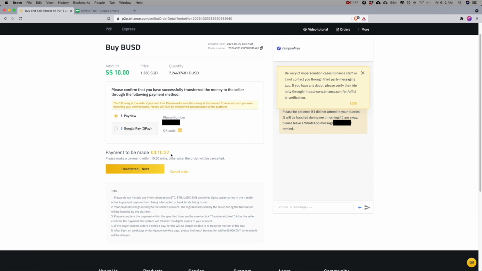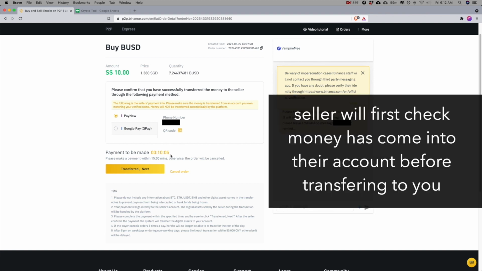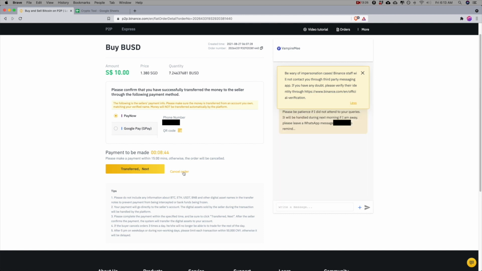So once you've completed the payment, you can click transfer, and then the seller gets notified that the transfer has been made, and then they will be able to send you the money back. Okay, I'm not going to process this order right now. I'm just going to cancel the order, but these are the steps in order to do a P2P trade.